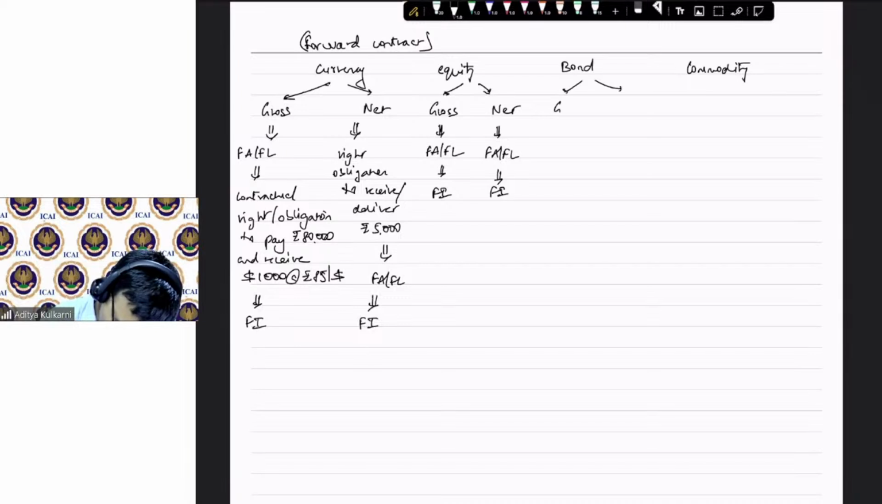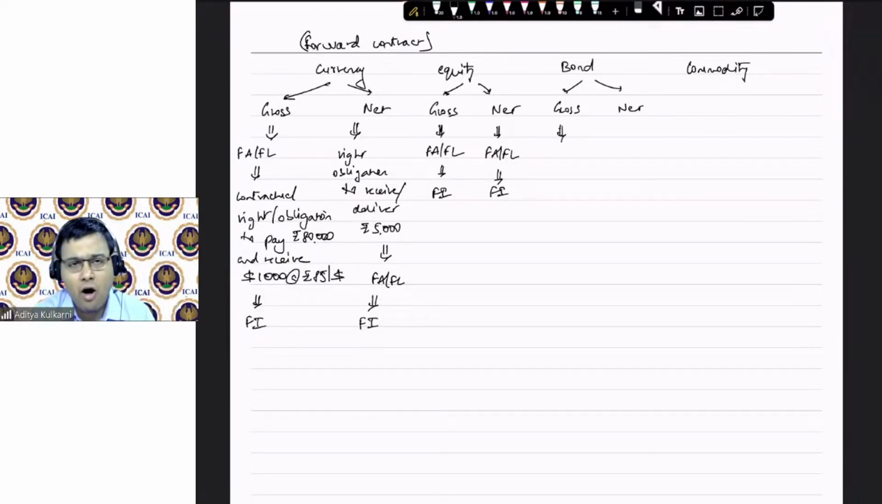Coming to the next one, bond. I go in for a gross or a net settlement. Is a bond a financial asset for the holder of the bond? Obviously, because it gives a contractual right to receive interest as well as principal. A bond is a debenture, so you can take it as a debenture, and it is a contractual right to receive interest as well as principal.